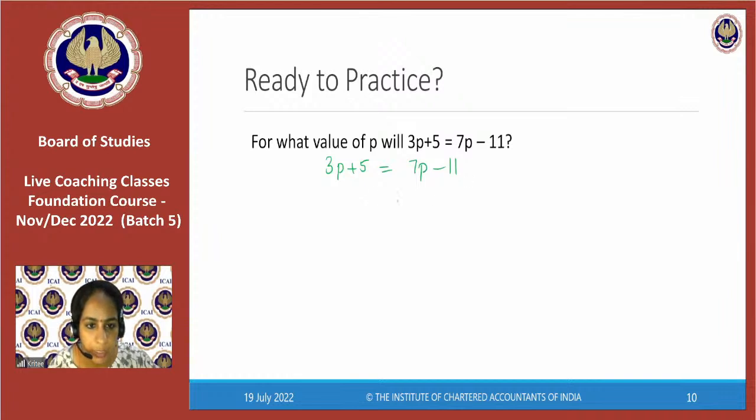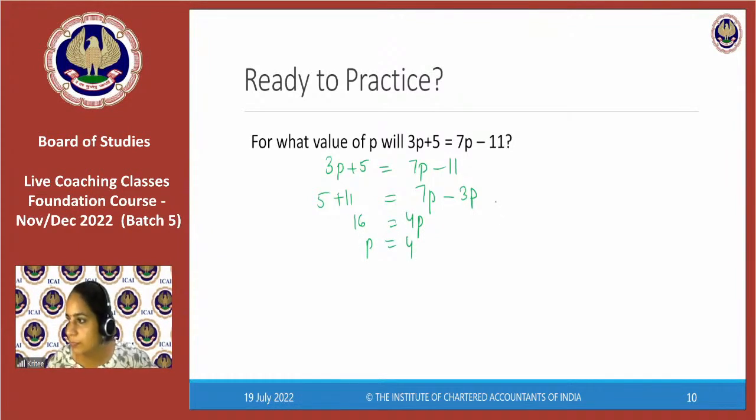So a question like this, 3p plus 5 is equal to 7p minus 11. Everybody quickly try to solve this. Bring all the p's on one side. Very good. I have got answers from Raghav, Priyanka. Divya, check your answer. 7p minus 3p, 5 plus 11. So 16 is equal to 4p. Hence your answer is 4. Yes, Divya, you can use any of the methods.